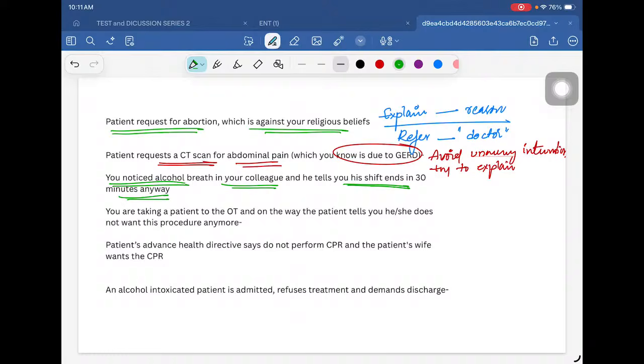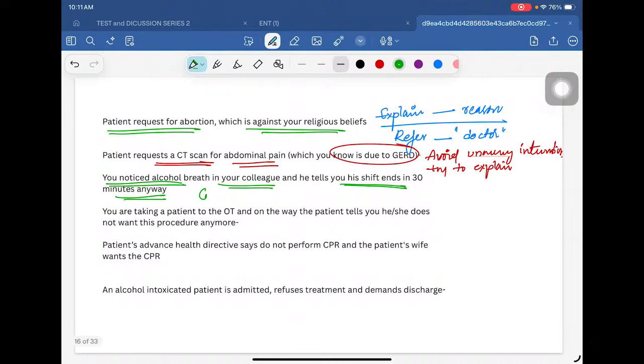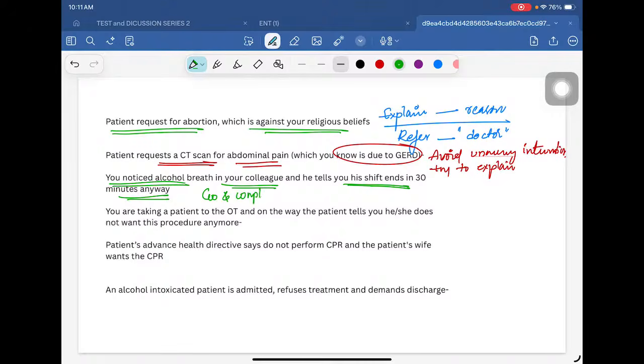Now you're going to go and complain to your superior, like the head of the department or GME head or anyone, to avoid any harm to the patient. So the first thing is talking with someone in your department, the head of your department, rather than going directly to the ethics committee or state board, etc. First thing is your head. Then if they're not taking any further steps, then you might go as a later intervention to the ethics committee or the state board, etc.